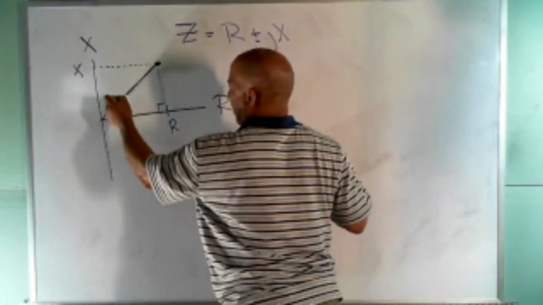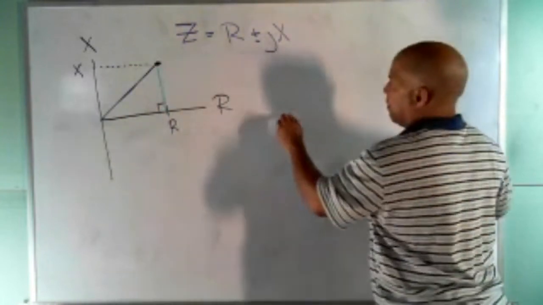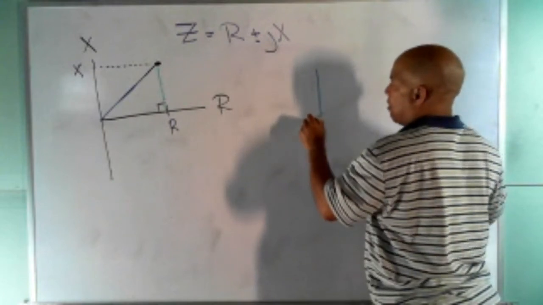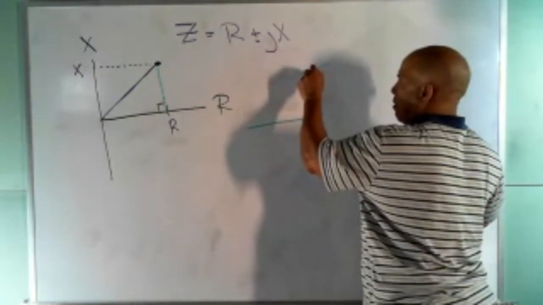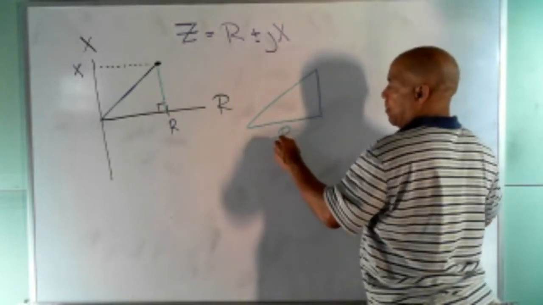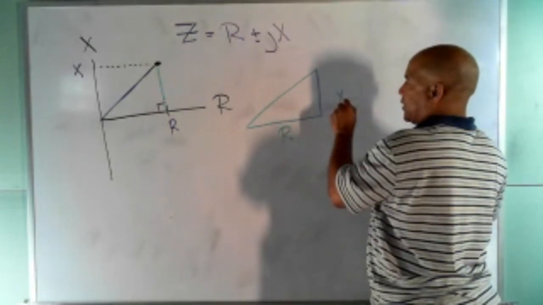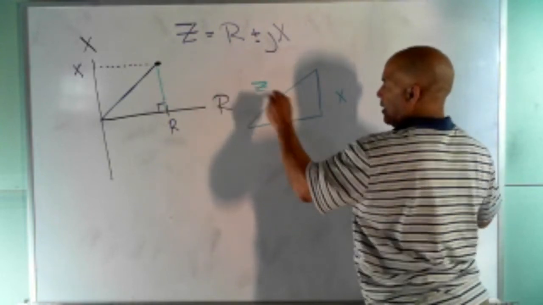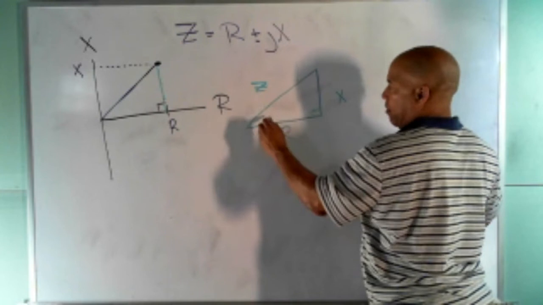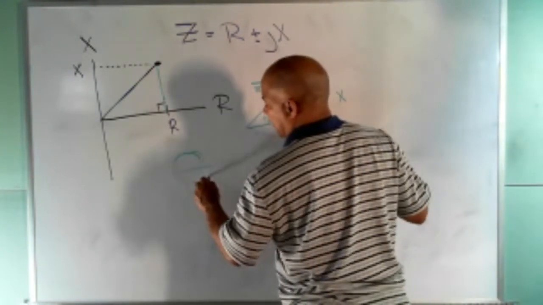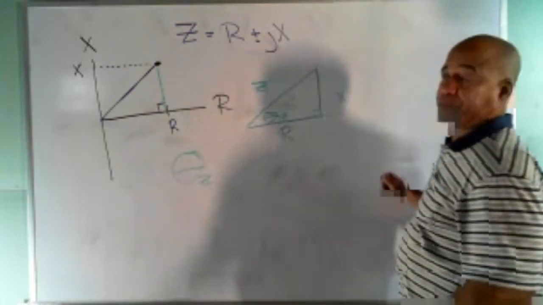If I bring that right triangle over here, I have this right triangle where this is R, this is X, and this is Z. And that's a right angle. And this right here is theta Z. That's my impedance angle. Theta Z is my impedance angle.